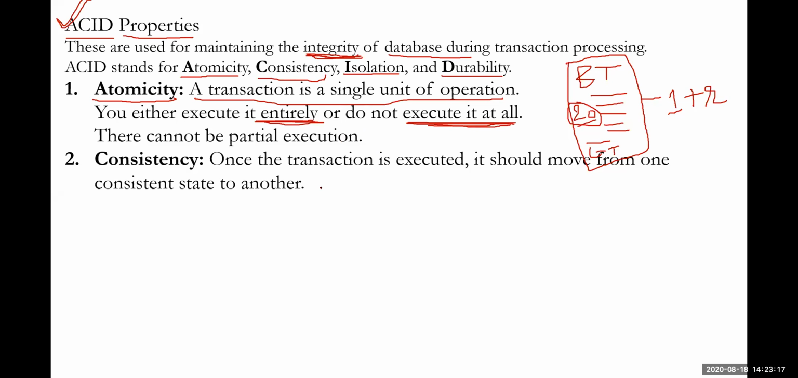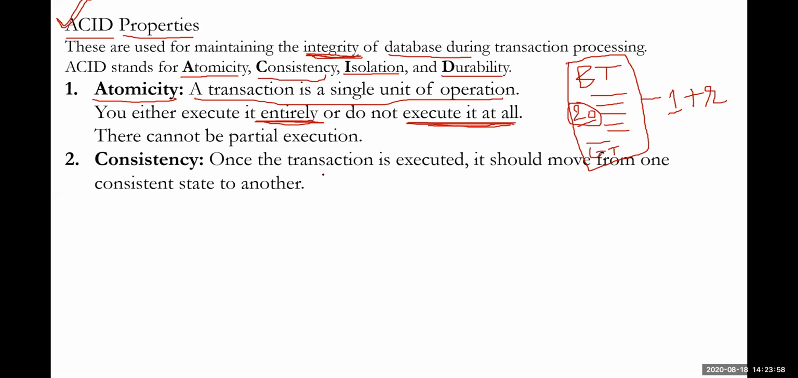Then consistency. We have already discussed this in the previous class. Before starting your transaction, let us assume that your database is in a specific consistent state. Consistent state in the sense that whatever values that particular database holds are correct values. That is called a consistent state. How can you identify that your transaction is consistent? If atomicity is followed, obviously consistency will exist.